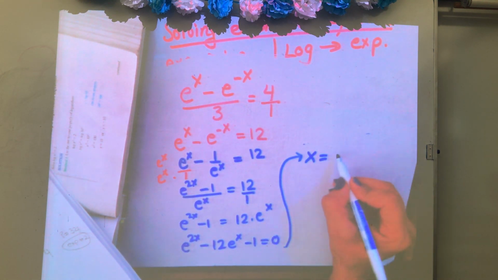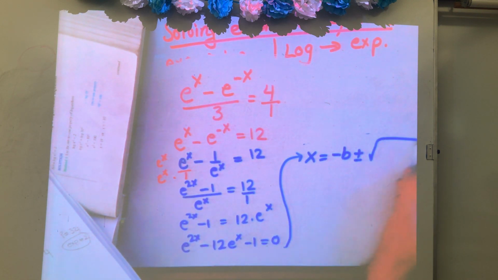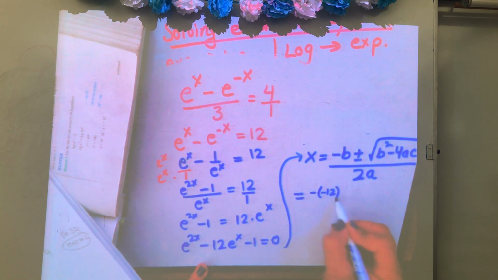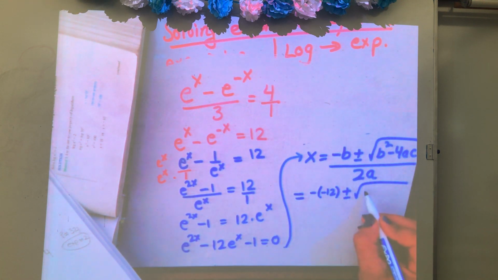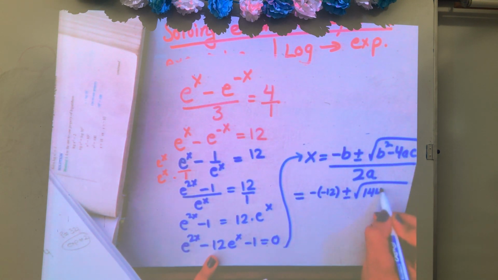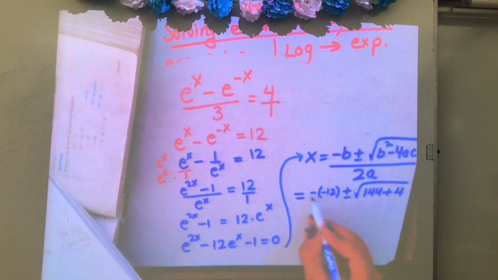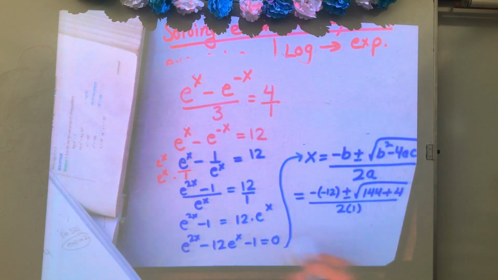I hope you remember it: negative b plus or minus the square root of b squared minus 4ac, all over 2a. So let's plug everything in. Negative b, which is plus and minus, b squared, which is 12 squared, going to be 144, minus 4 times 1 times -1 becomes positive 4 here. And 2 times 1, so it becomes 12 plus and minus the square root of 148 over 2, almost there.